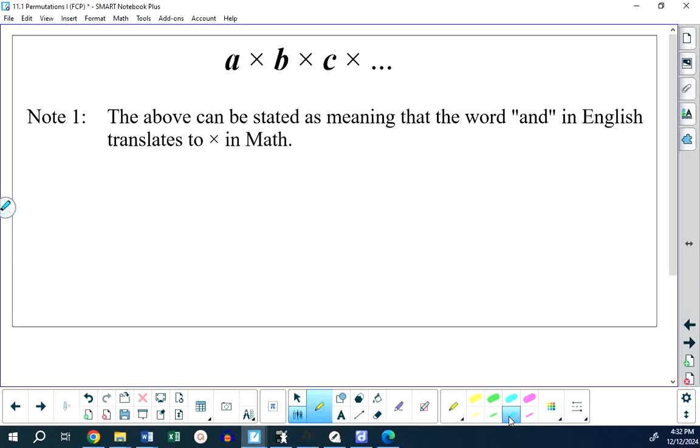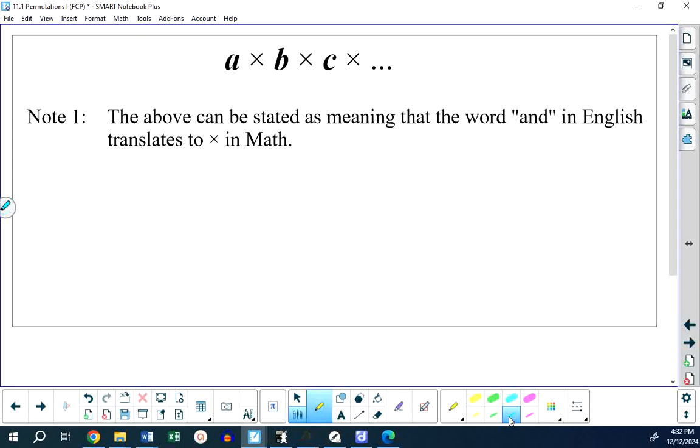This is really crucial in this unit, that the word "and" means multiply. So when you talk about Bobby Bear had to put on a shirt and a pair of pants, that's why we could use the fundamental counting principle, although you don't maybe know how that's going to work yet.